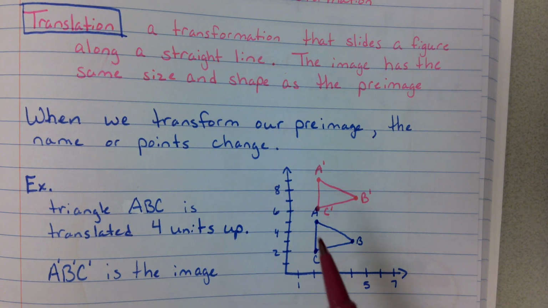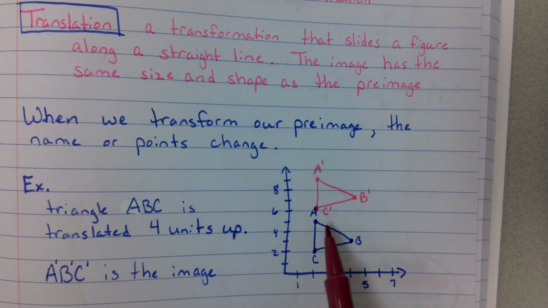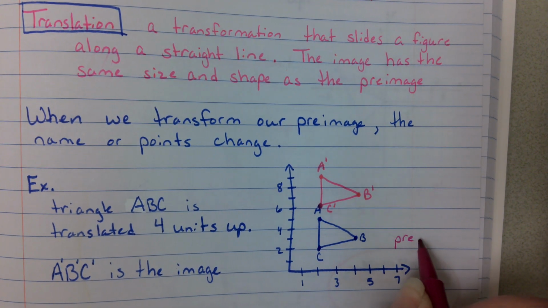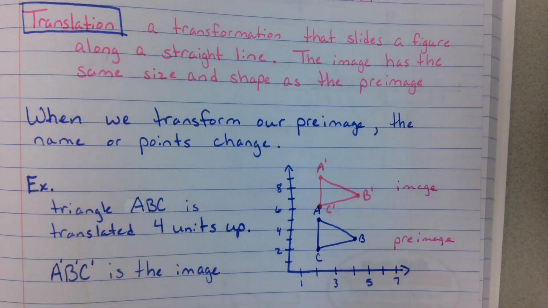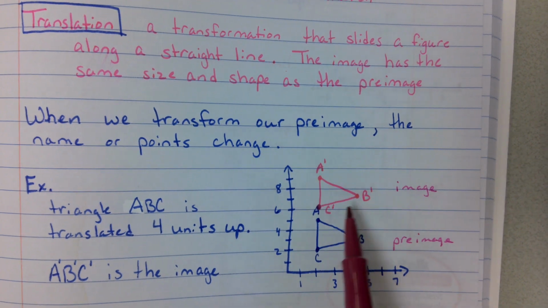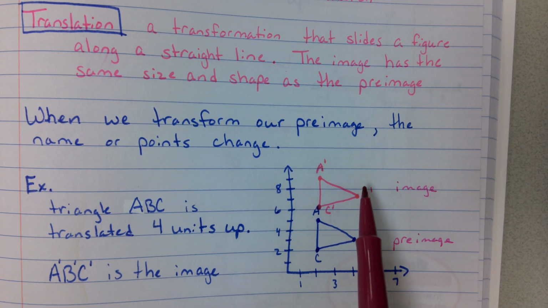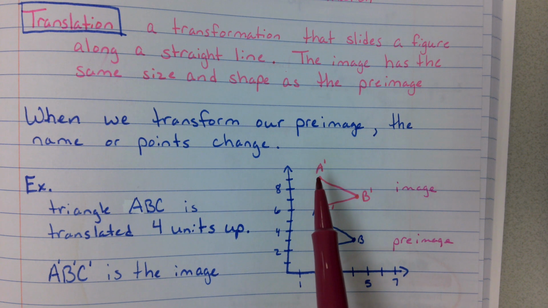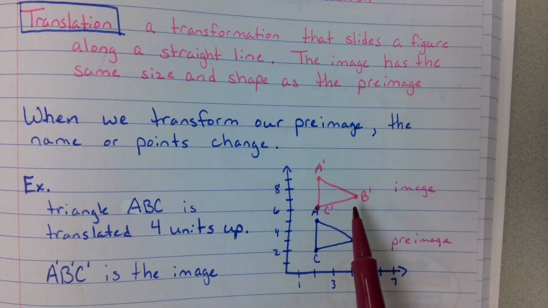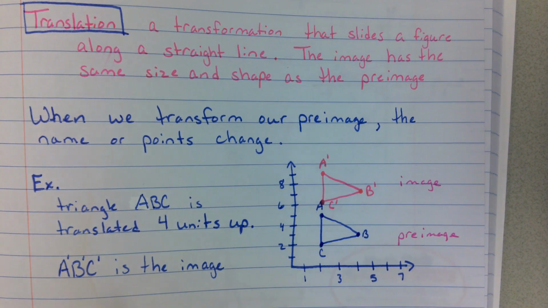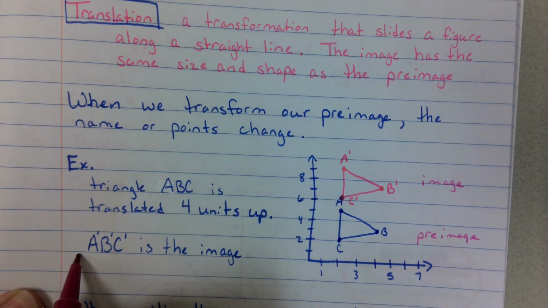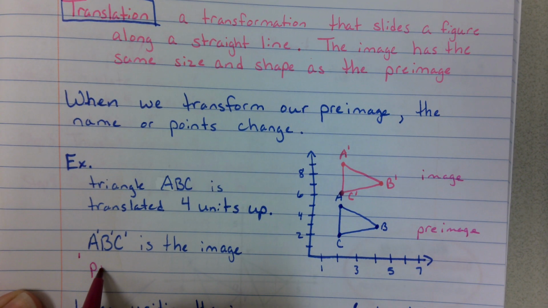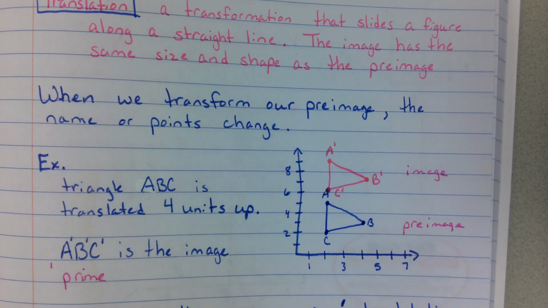Now, once we do that, our new image, so this is our pre-image. This is the pre-image. And here's our image. All right, notice that my vertices are labeled, and I've got a little line, like an apostrophe, and we're going to call that A prime, B prime, C prime. So my new image is A prime, B prime, C prime. And so we need to remember, I'm going to use the word prime. So when you see that, we know that it's prime.